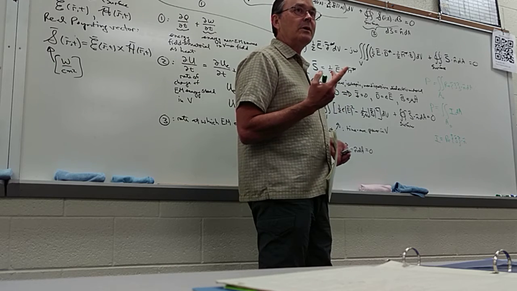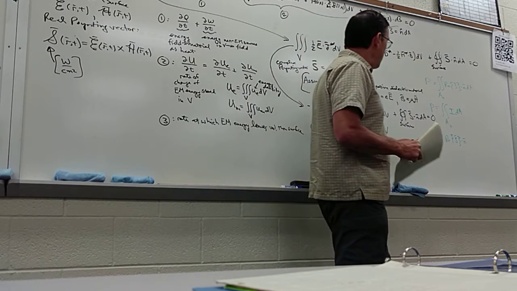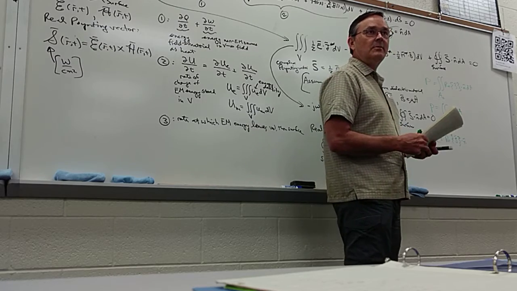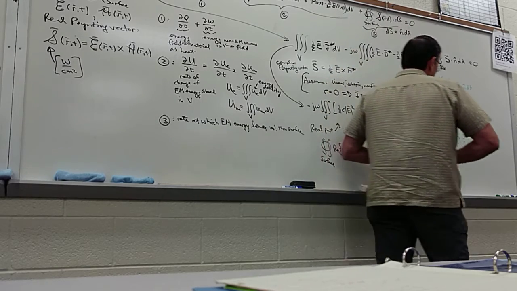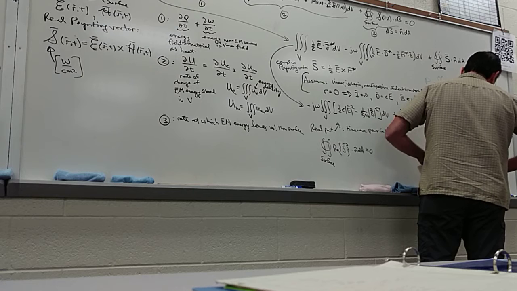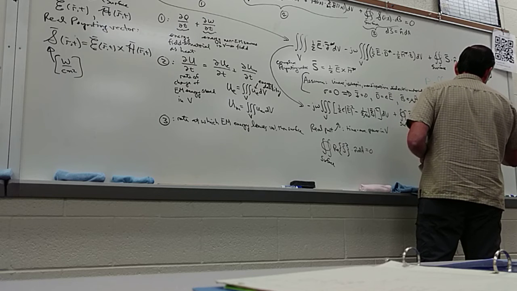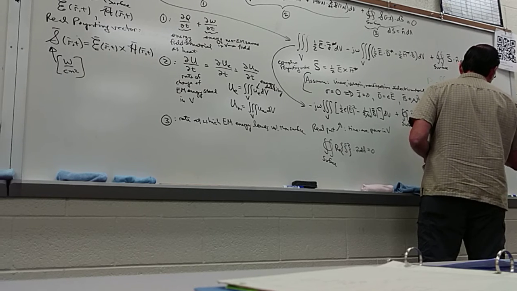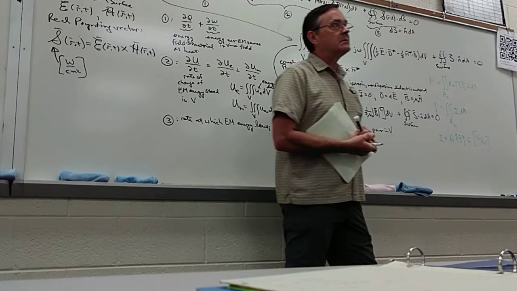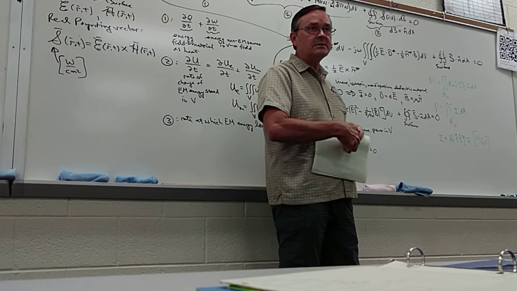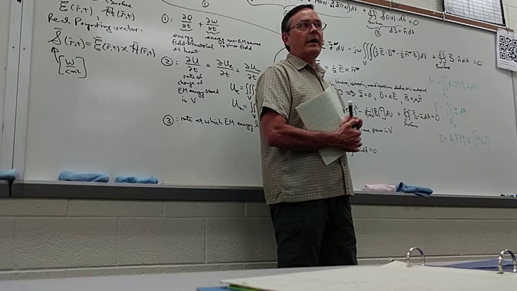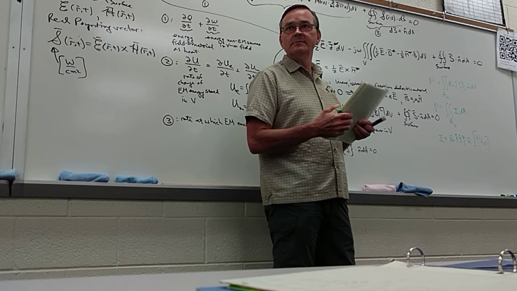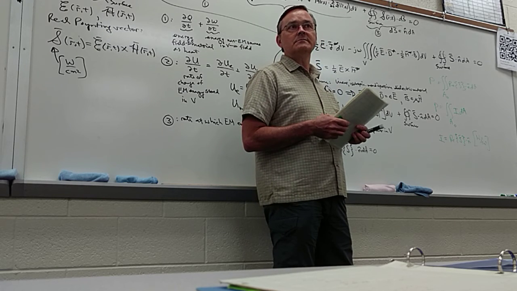Now, a couple of points. What are the units of that? Watts per centimeter squared. Okay, so we have watts per centimeter squared. But per centimeter squared implies some area, some surface. What surface?